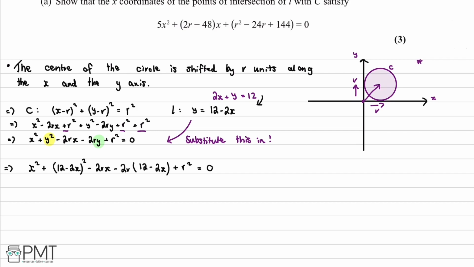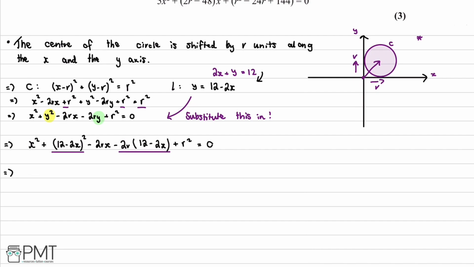So our next stage here is going to be to expand this bracket here, and also we'll deal with this bracket here as well. So now, x² will stay the same, and then we have 12 times 12, which is 144, and then we'll have 12 multiplied by −2x, and we'll have two lots of that. So that's two lots of −24x, which is −48x.